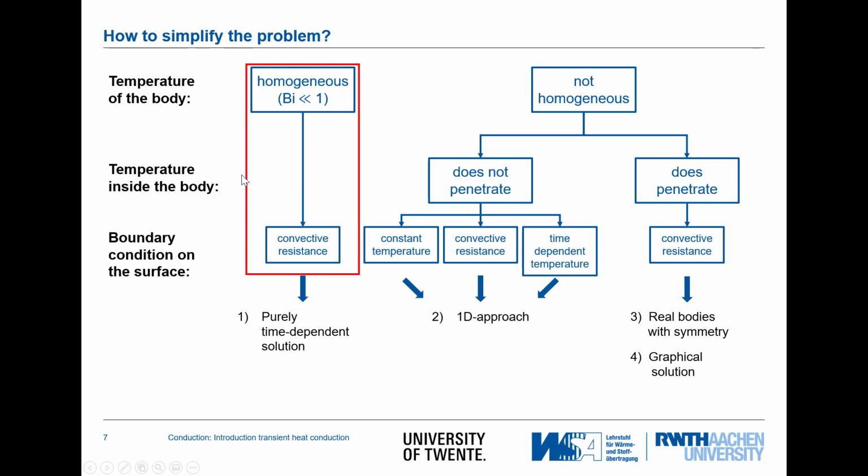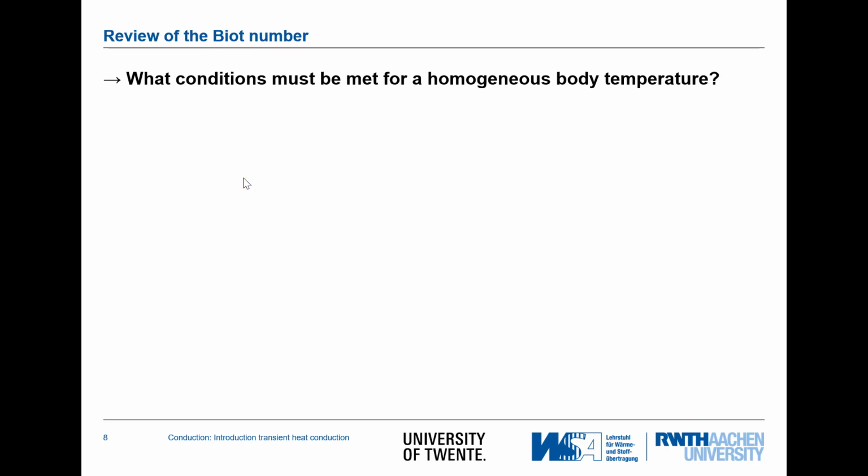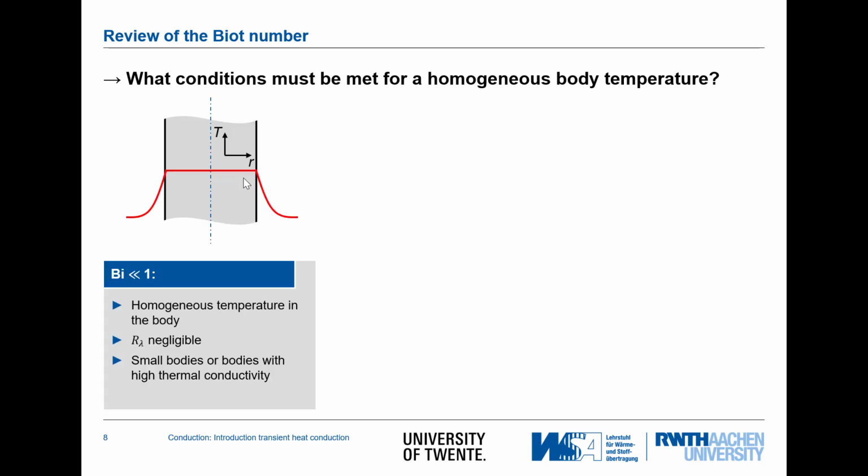But now let's look in this video at the first, simplest case. For that we will have a short review of the Biot number, and what conditions must be met, of course, to have a homogeneous body temperature. We have seen this already for the fin type problem: a homogeneous temperature profile inside the body, with the only temperature change on the outside, will require a small Biot number.